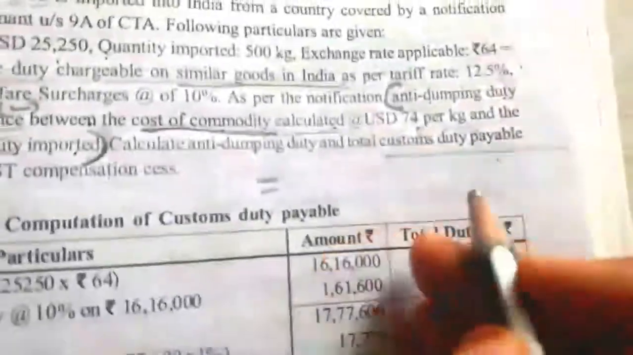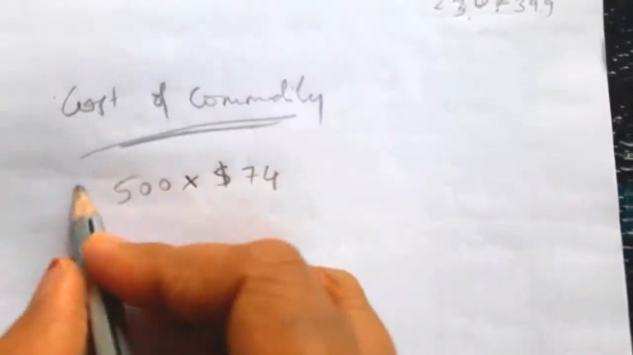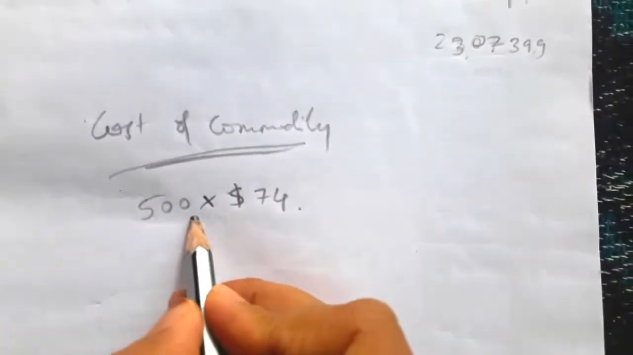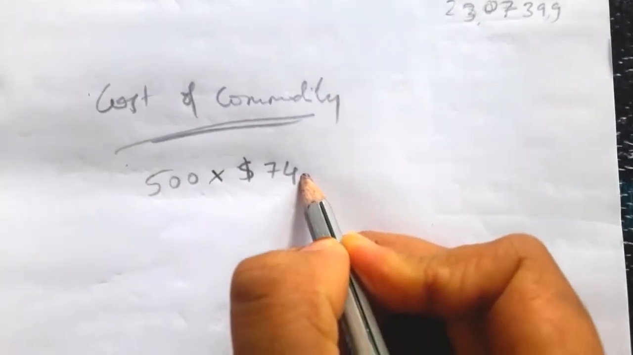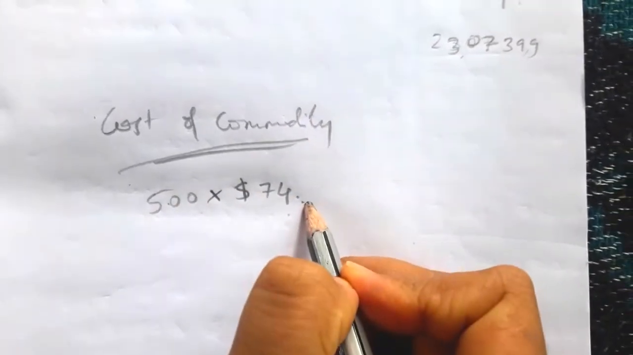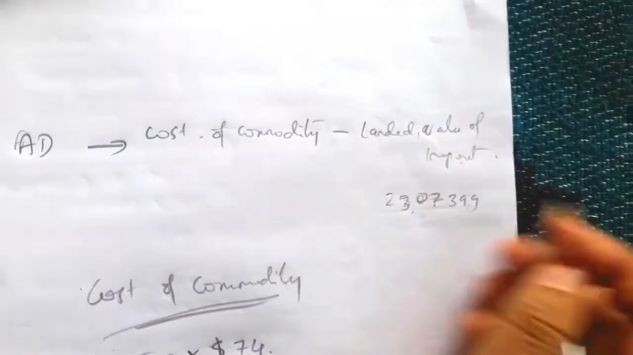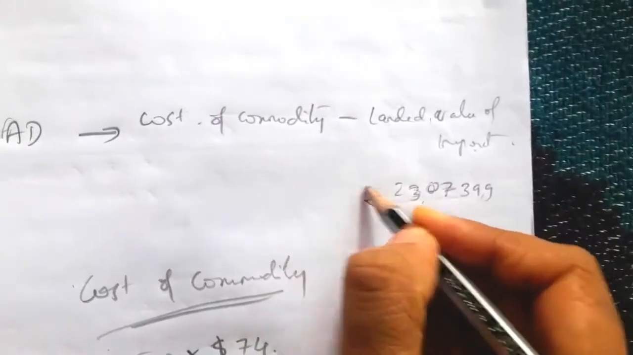So for 500 kg, cost of commodity will be 74 per kg. So this is the actual cost incurred for that commodity. For every kg they have incurred a cost of 74. So this is the cost of commodity incurred in dollars. Here we have taken the landed value in the form of rupee. This is in the form of rupee.